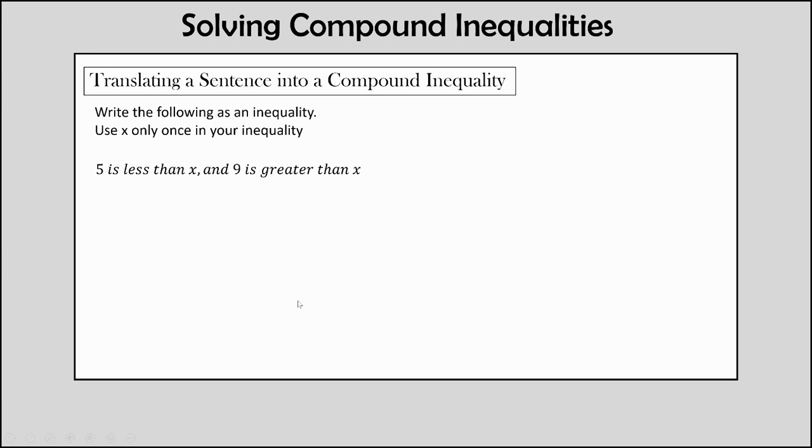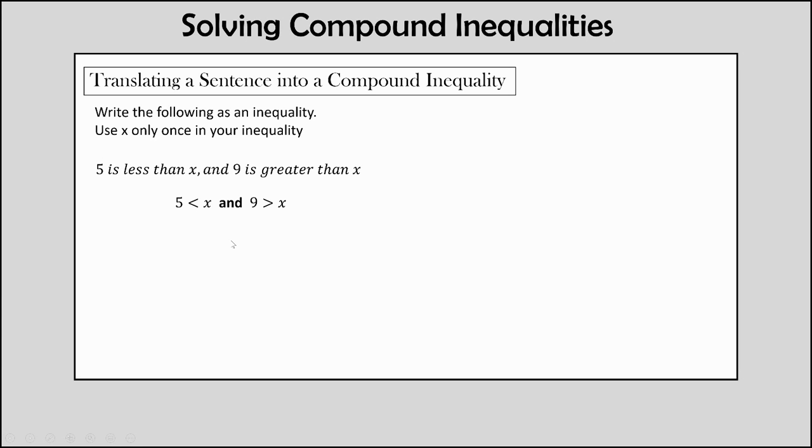So what we'll do now is work on translating a sentence into a compound inequality. If you look at the directions, it says write the following as a compound inequality. Use x only once in your inequality answer. So let me show you what they mean by that. The inequality here is 5 is less than x and 9 is greater than x. If you look at them separately, you could write it like this: 5 is less than x and 9 is greater than x, right? That's exactly what this says. However, they want you to think of it as a compound inequality like the one I showed you earlier, where there'd only be one x in it.